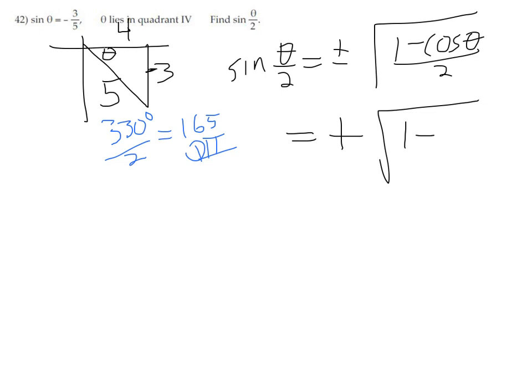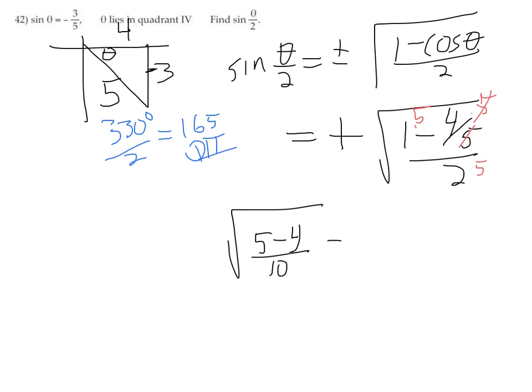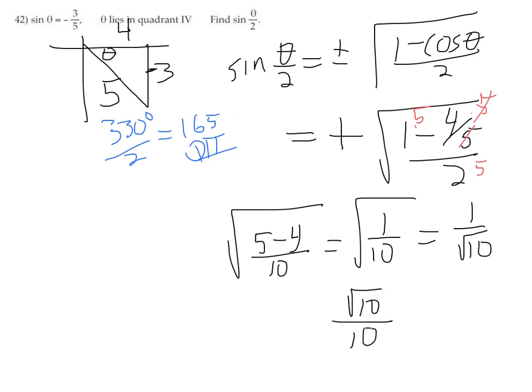1 minus cosine is 4/5 divided by 2. And I'm going to multiply by 5 here, top and bottom, all the terms, to cancel that 5 out, giving me, and looks like I'm going to have to rationalize this one as well, square root 5 minus 4 over 10. That's square root 1 over 10. That's 1 over square root 10, which we can write as square root 10 over 10.